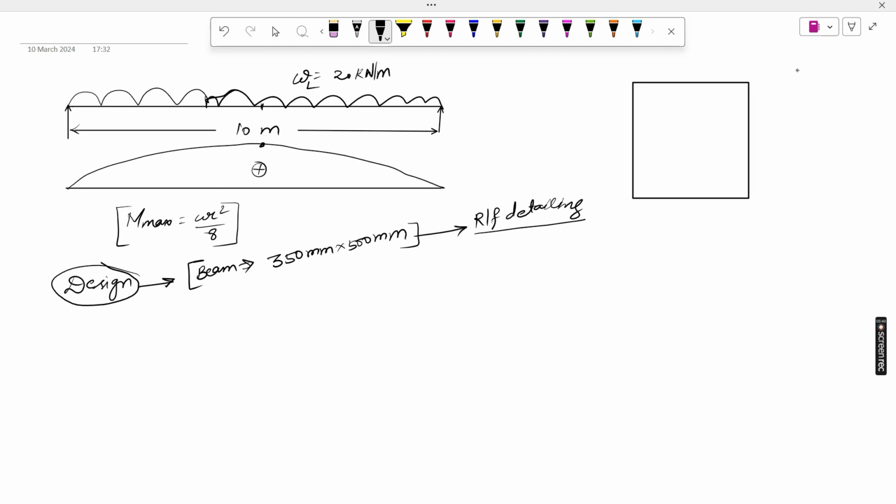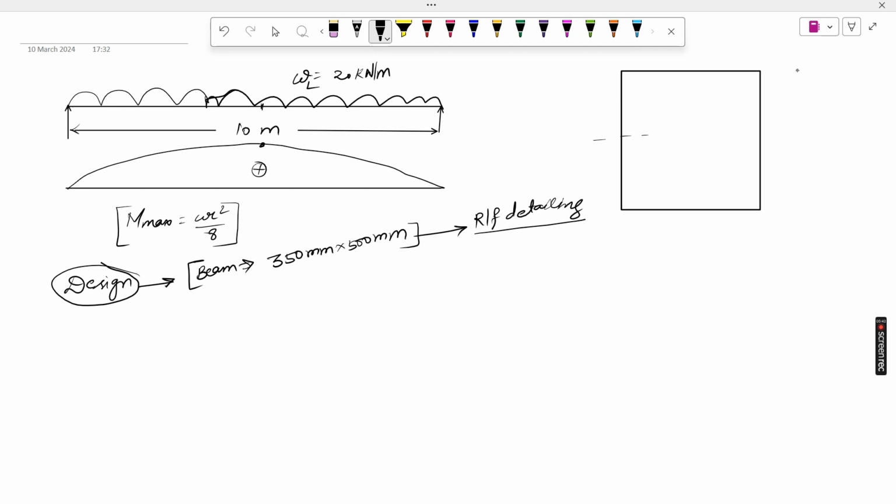This is our cross section of this beam, and this is the neutral axis that goes through the center line, means the centroid. This is 500 for our case, and this is 350 mm. So this is the case that we are going to discuss. The beam has this size, and the maximum bending moment we can get from here.